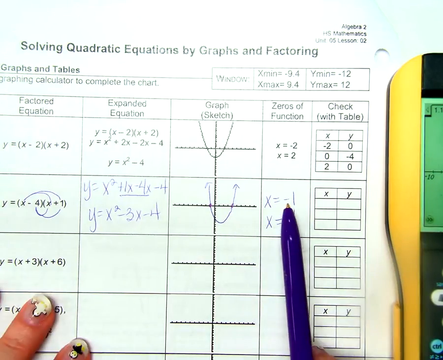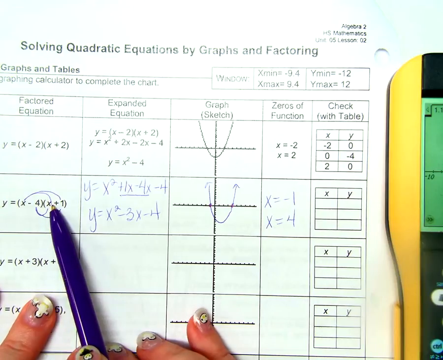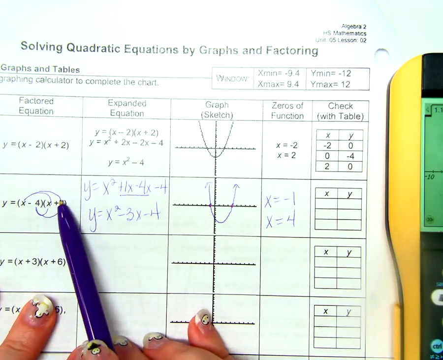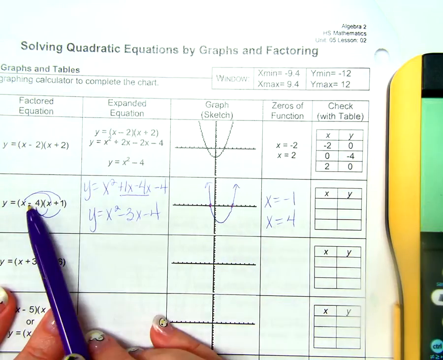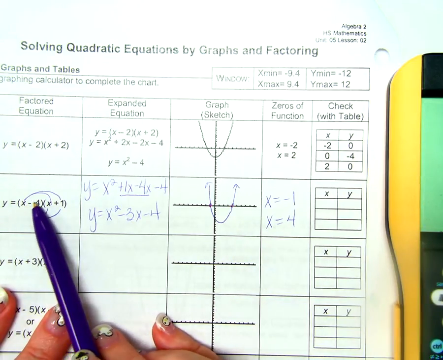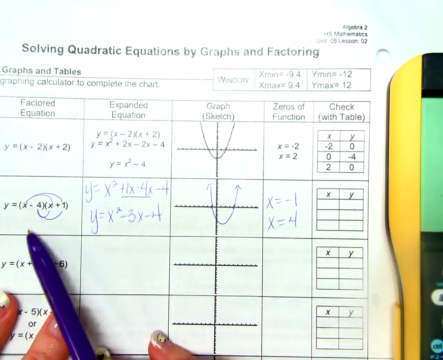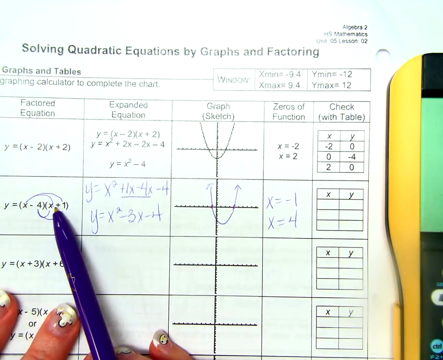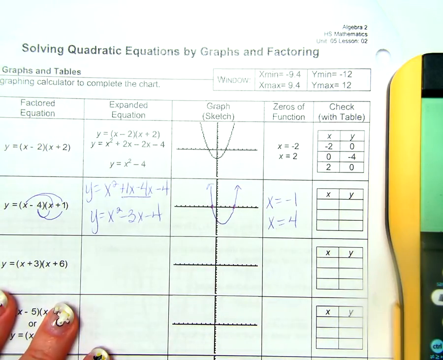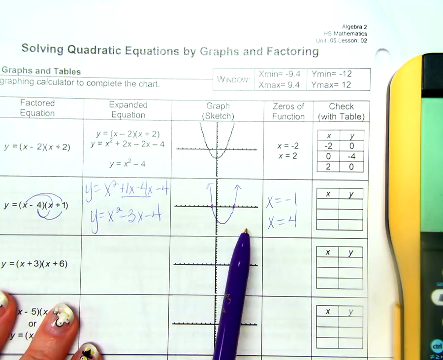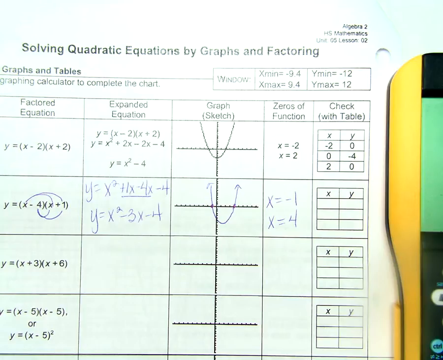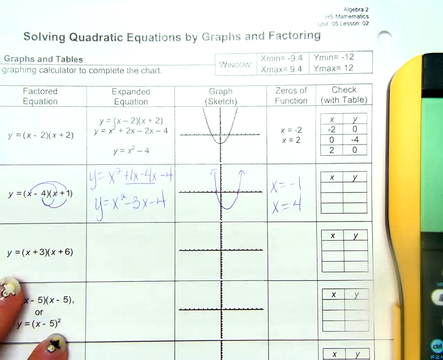Okay? What happens if I put a -1 in right there? What does that parenthesis become? 0, doesn't it? What happens if I plug this 4 into this one? What happens? So really, my zeros are what make each of these parentheses equal 0. Does that make sense? Now, on ones like this, is it okay if we think about the fact that they're opposites? Absolutely. Okay? I just want you to be careful, because you'll see what I'm talking about here in a little while.